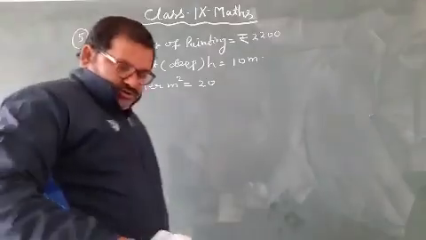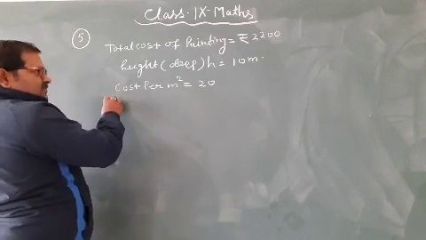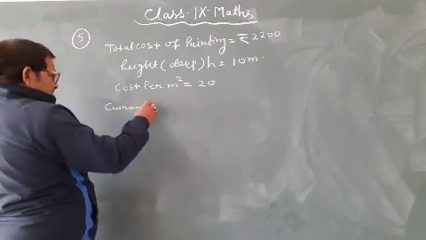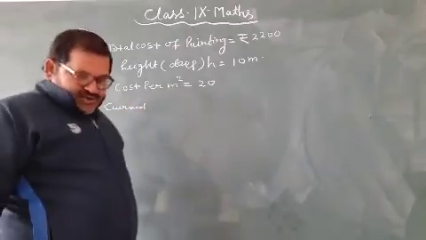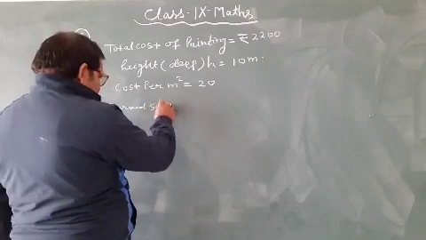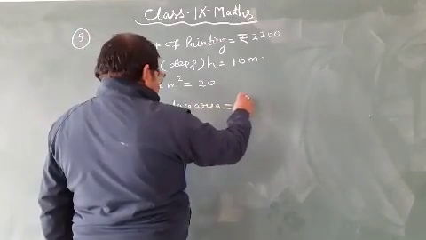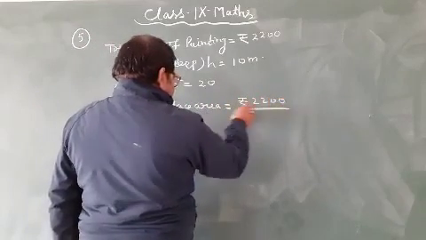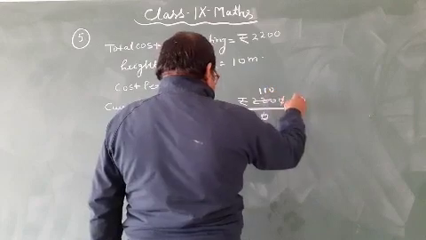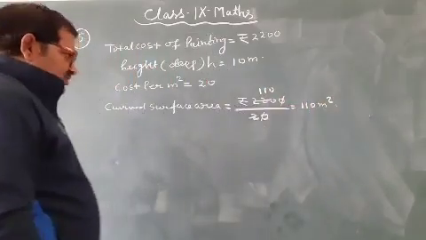So the curved surface area of the vessel is rupees 2200 upon 20, equal to 110 meter square.